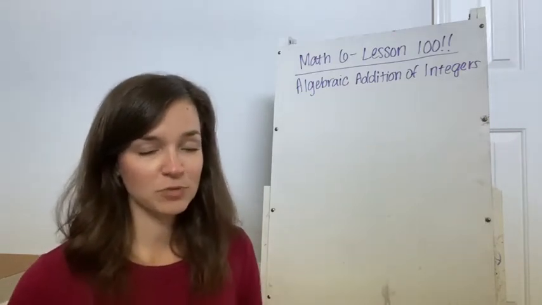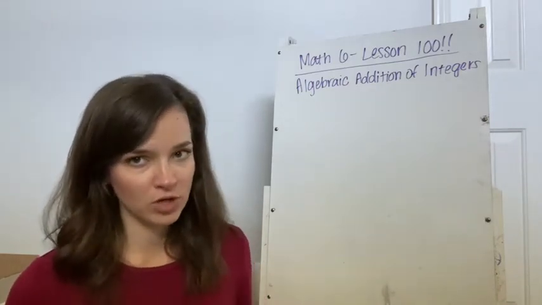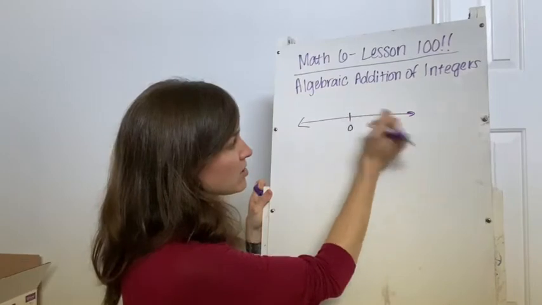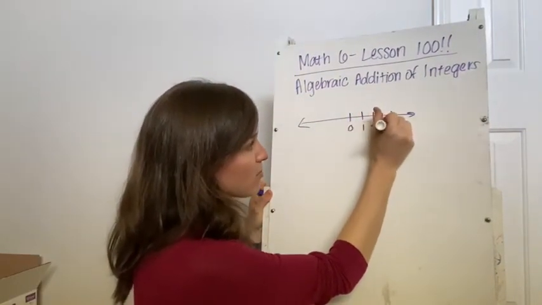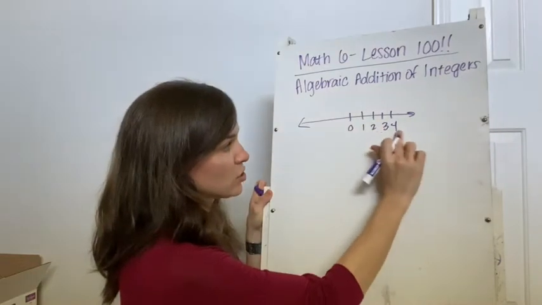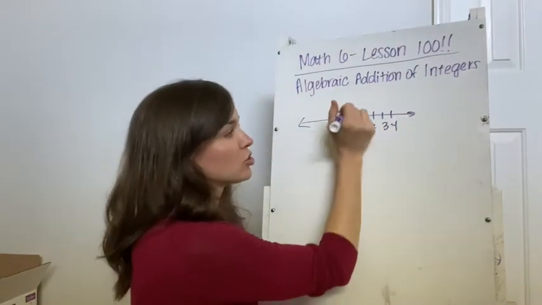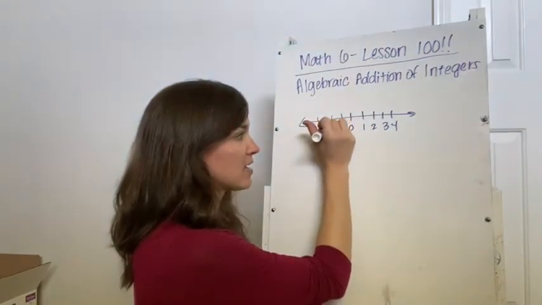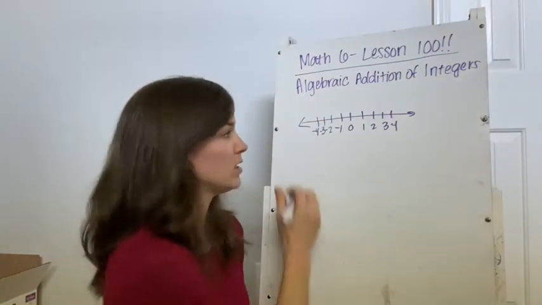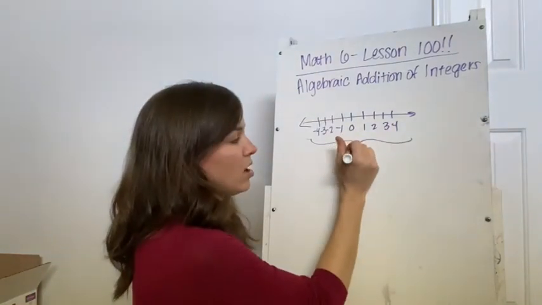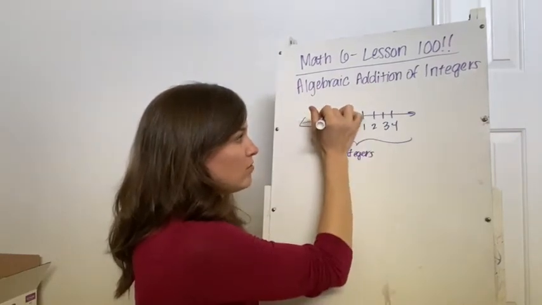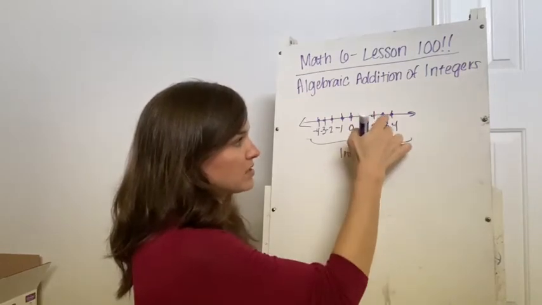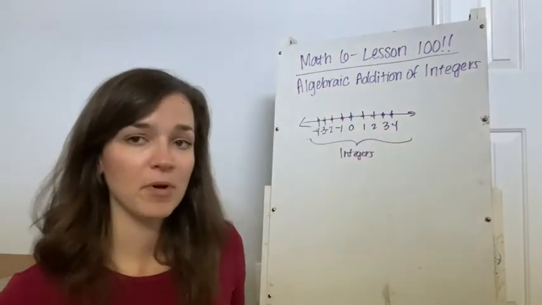So we're talking about algebraic addition of integers. So let's review what integers are really quick. Integers are gonna be any positive or negative number. So if you think about a number line and you've got 0 right here, and then going to the right, you've got all these positive numbers, okay? Which are considered whole numbers. Integers are whole numbers and their opposites, so the negative versions of those numbers, okay? So integers cover each of these individual values, not the little spaces in between them, okay? That's gonna be for later, but today we're just talking about integers.